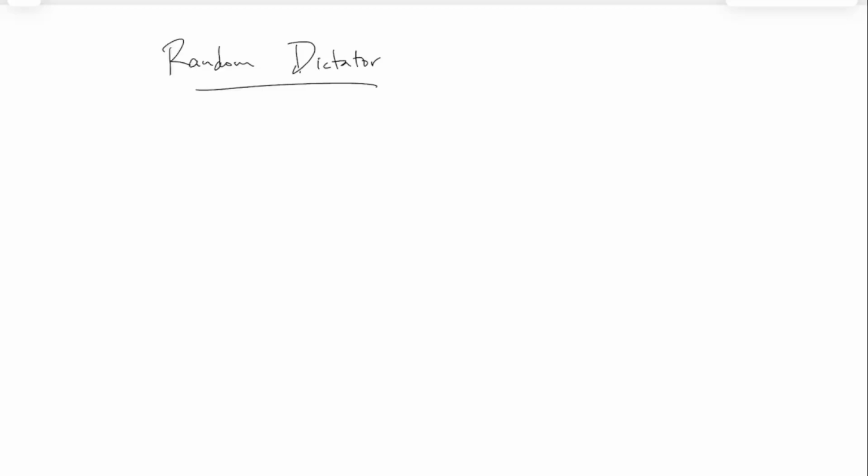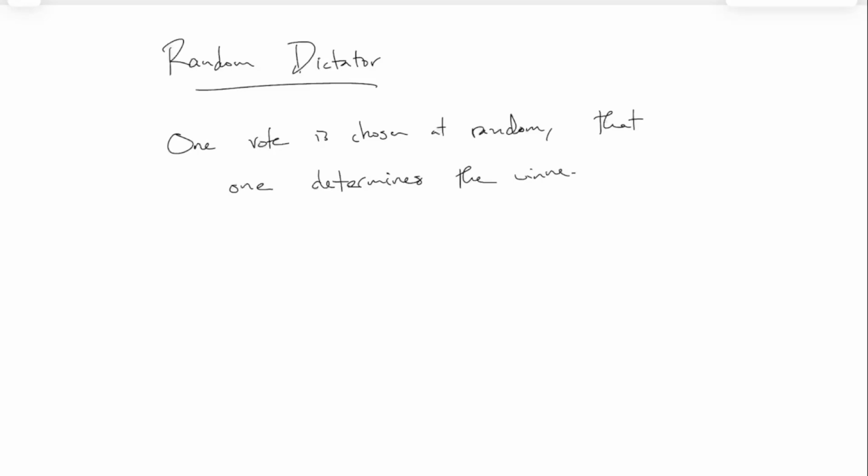So the random dictator method, just to get the concept, is everybody votes, and then you can imagine you put all the votes in a hat and just choose one out at random, and that vote is the winner. So one vote is chosen at random, and then that one all by itself determines the winner. All right?